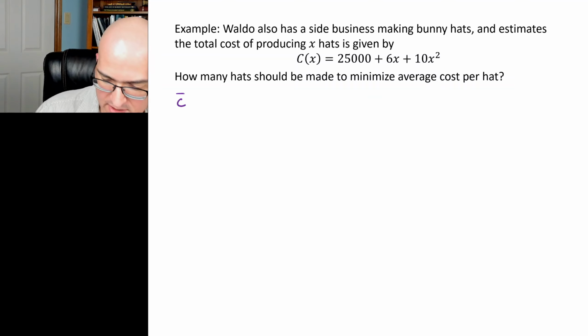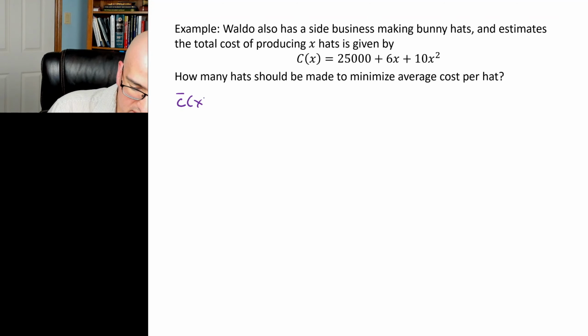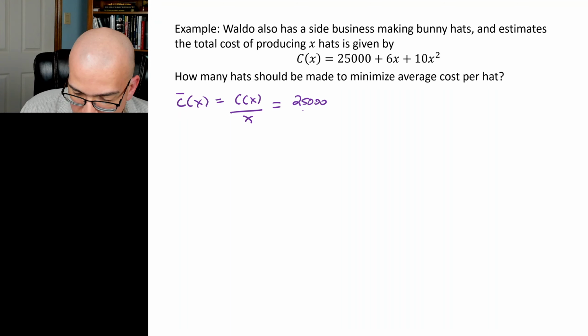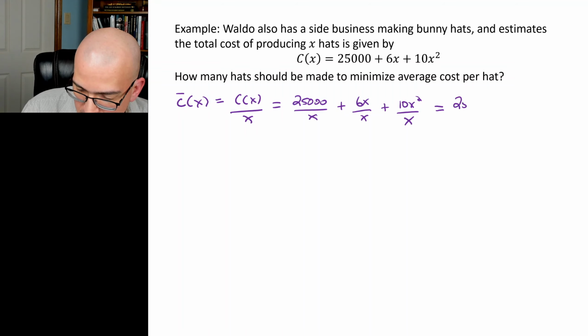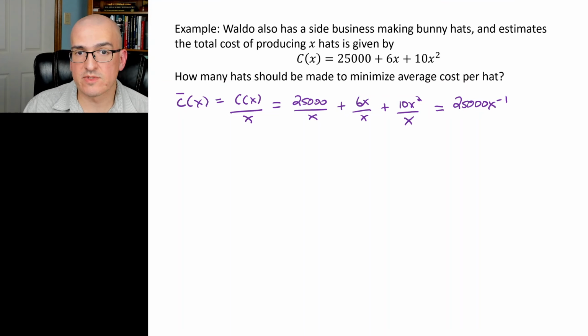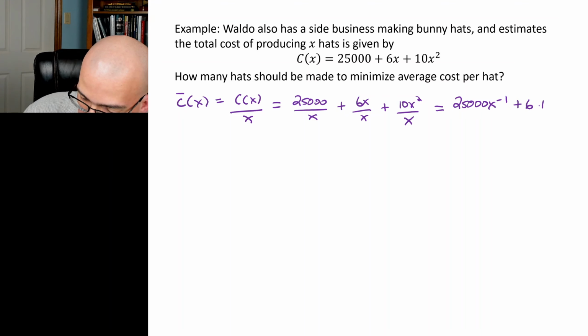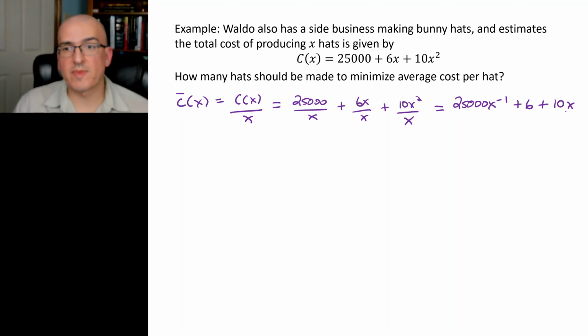So from the formula sheet, average cost, C bar, is equal to our total cost, C of x, divided by x. I'm going to take each of those terms and divide it by x. So I'll have 25,000 divided by x, plus 6x divided by x, plus 10x squared divided by x, which we can simplify. 25,000 x to the power of -1. I'm doing that because we're going to have to take a derivative, and this will save us from having to do a quotient rule, plus 6 plus 10x, using exponent laws to cancel the powers.